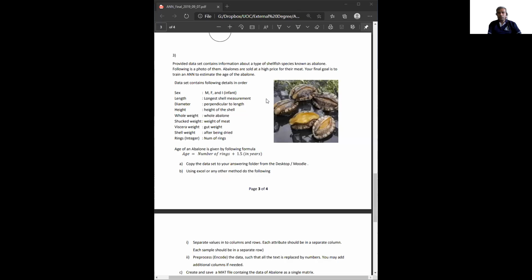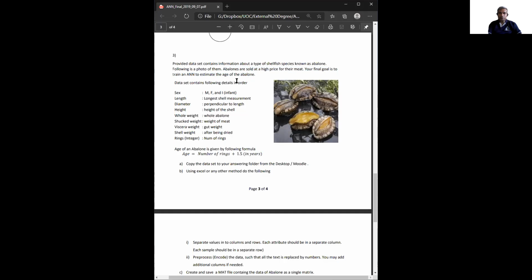So the third question is, you are provided certain data sets. This is a type of shellfish known as abalone. And depending on that, you have to calculate how much meat is inside each of these abalone. So the following data is provided. Its sex, length, diameter, height, whole weight, shucked weight, and some other features are there. And what you need to do is predict the age of this abalone.